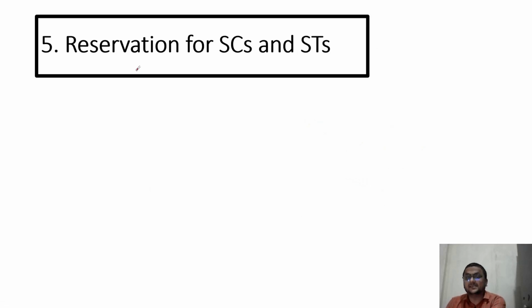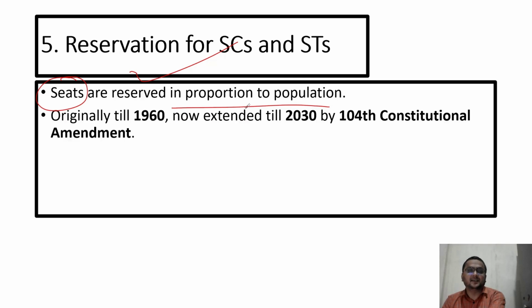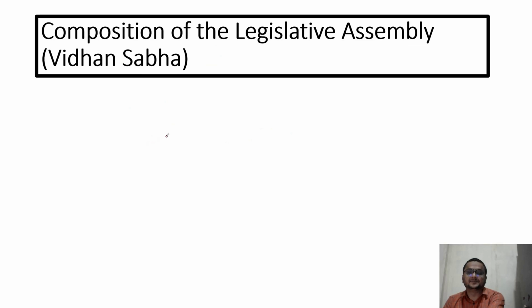The next topic is reservation for scheduled castes and scheduled tribes. Seats for scheduled castes and scheduled tribes are reserved in proportion to their population. If their population is more, then more seats are reserved, and if their population is low, then a smaller number of seats are reserved. Originally it was till 1960 only, but the provision is now extended till 2030 by the 104th Constitutional Amendment.